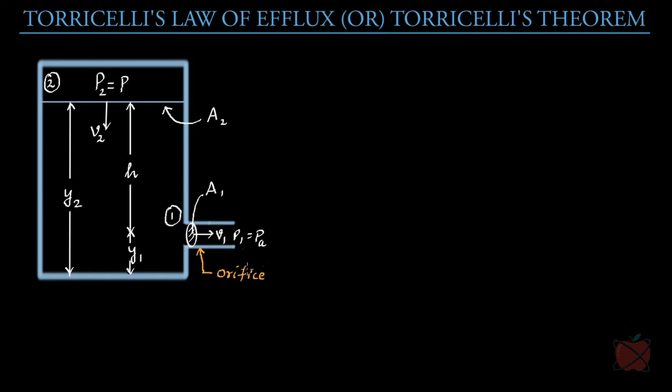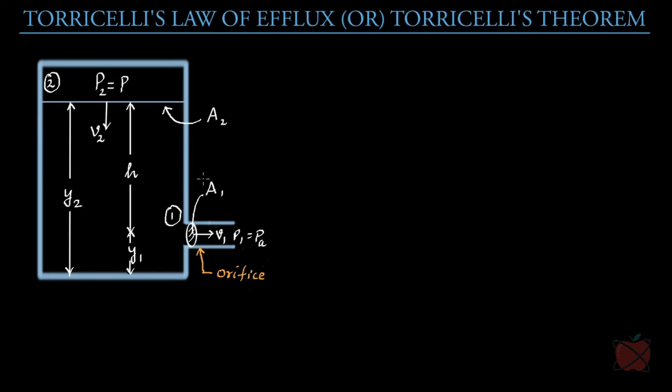Obviously, if there is an opening somewhere in the tank, the water will gush out of this small opening, right? So this water will come out of the orifice with a velocity v1, and A1 is the area of cross-section of the orifice. A2 here is the area of cross-section of the tank, and it is very clear that A2 is very, very large compared to A1.